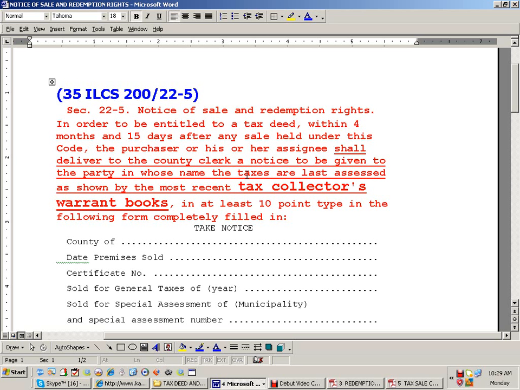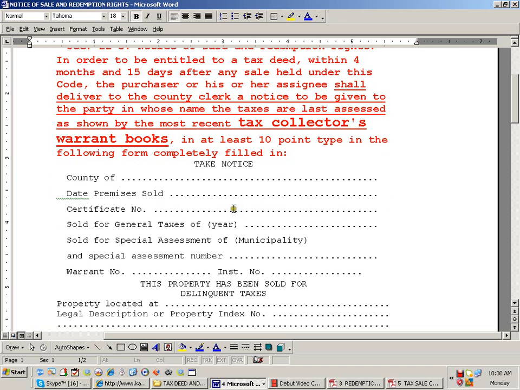But then it says, as shown in the most recent tax collector's warrant book. So we want to go see who's in this tax collector's warrant book. That's a warrant saying that you didn't pay your taxes. Could be. Well, whatever, he's got a warrant book that lists who the last assessed is, in at least 10 point type in the following form, completely filled in.